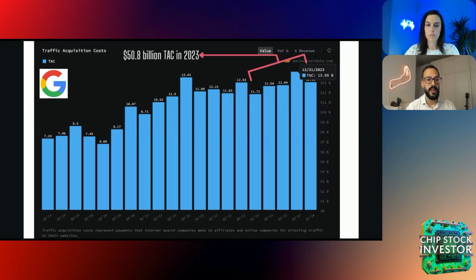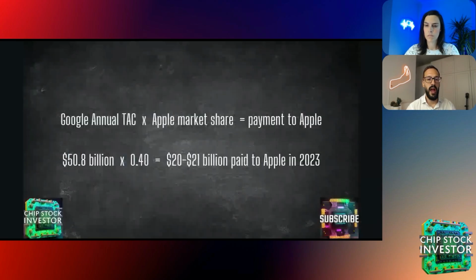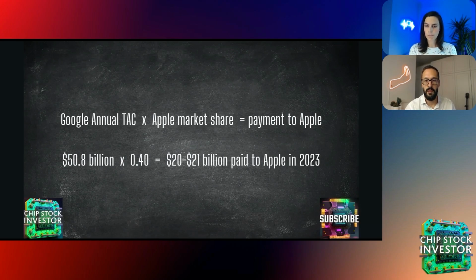So if you add up the traffic acquisition costs, the TAC for Google from 2023, which was $50.8 billion, if you add up all 4 quarters, and then multiply it by that approximate 40% market share of Apple mobile devices, that gets you to roughly 20 to 21 billion in estimated TAC payments made to Apple in 2023. So perhaps just slightly more than the 20 billion noted in 2022.